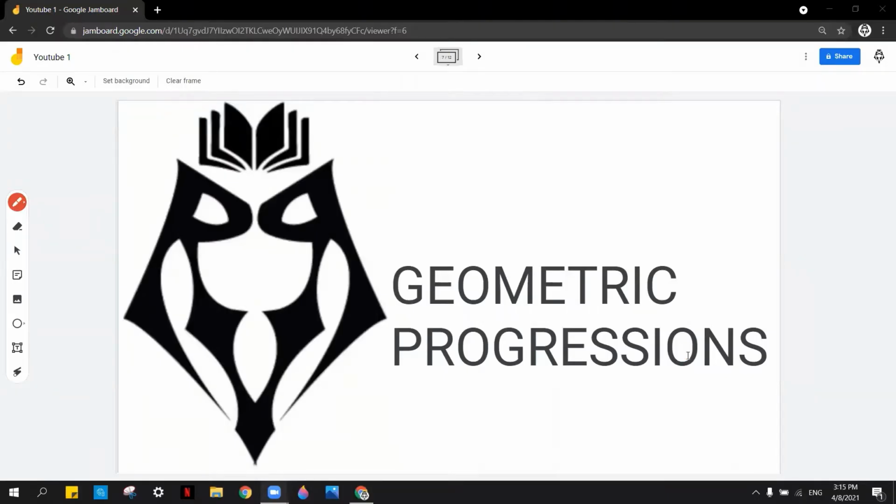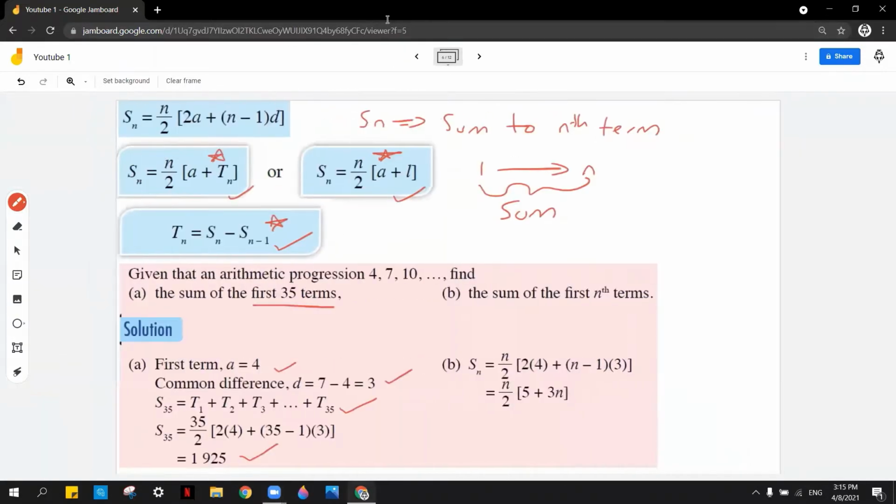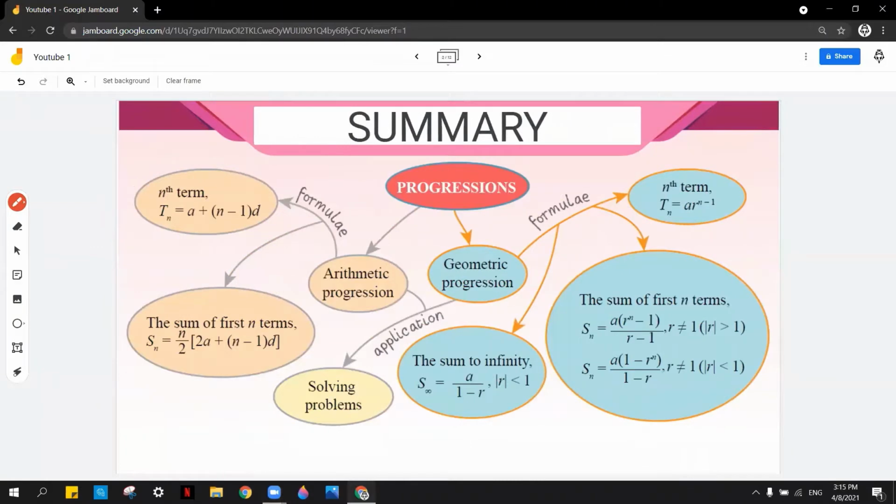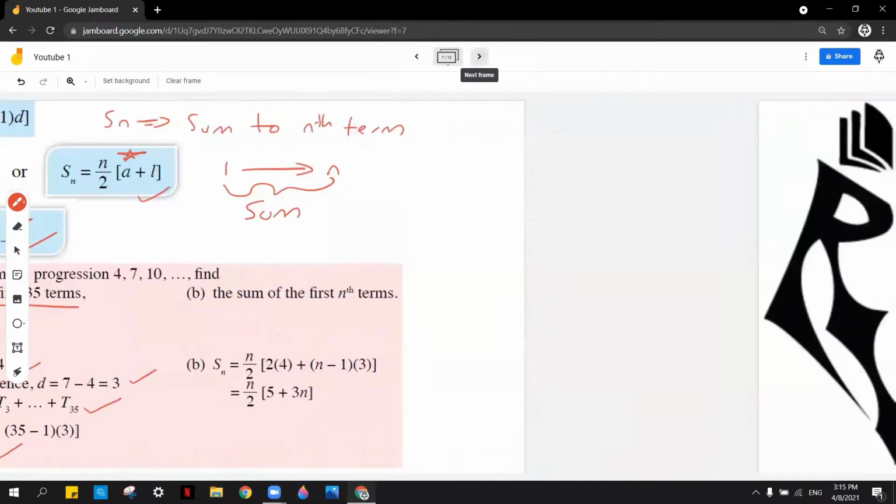As we discussed last week, we were talking about arithmetic progression. This is an overview of what we discussed. We have done this in our previous episode. Today, we're going to talk about geometric progression and how it is done. So let's dive right into it.